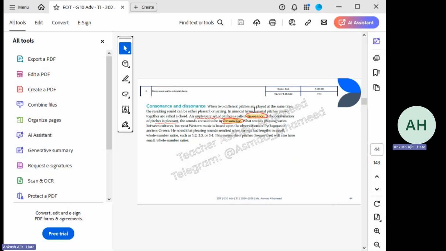Consonance and dissonance: when two different pitches are played at the same time, consonance is a melodious, good sound which is pleasing to your ears. Dissonance is an unpleasant set of pitches, like noise.